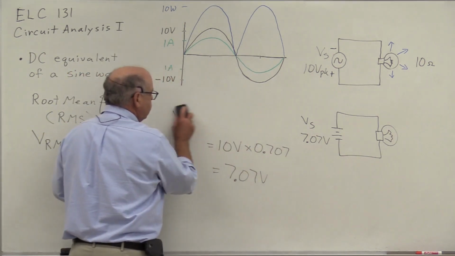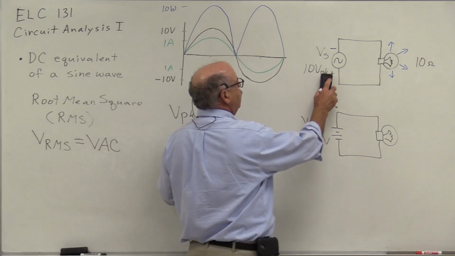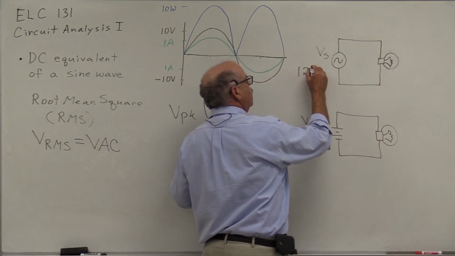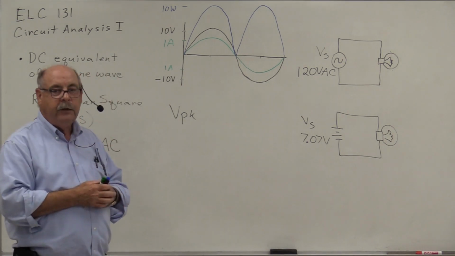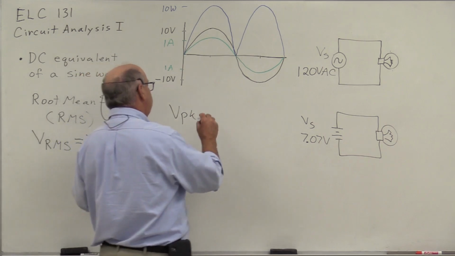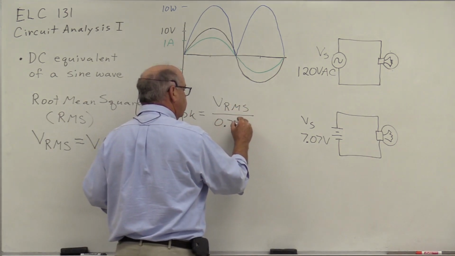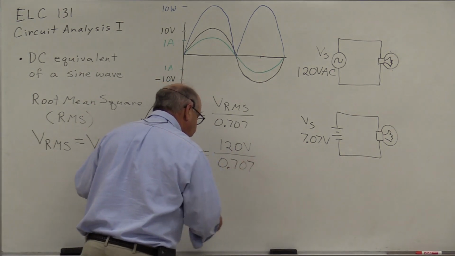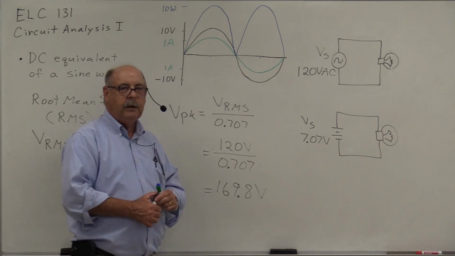Now, we can look at this in the opposite direction and say, what is the peak value when given the RMS quantity? And for example, in our homes, our voltage is 120 volts AC. So what is the peak value of the sine wave that is provided to our lights and small appliances? Well, V peak would equal what? VRMS divided by 0.707. So 120 volts divided by 0.707 gives us 169.8 volts. I think that's right.